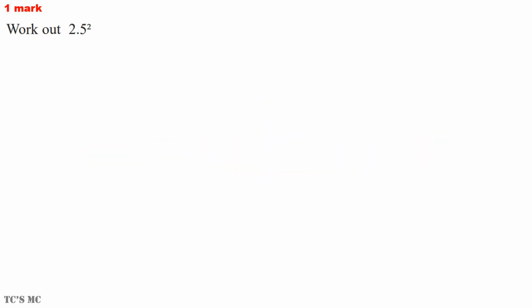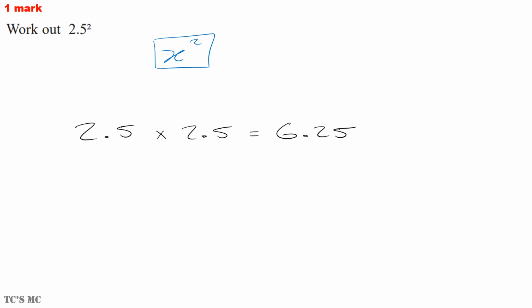Work out 2.5 squared. We need to use this button on our calculator. If you cannot find it or you do not have one, you can just type in 2.5 multiplied by 2.5. Either way, the answer is 6.25. And for 1 mark, you only need to write in the answer.